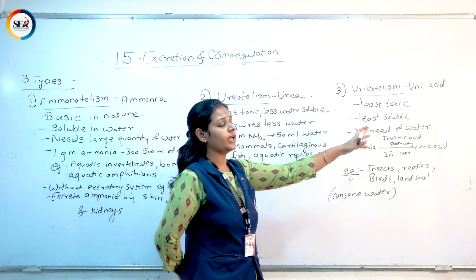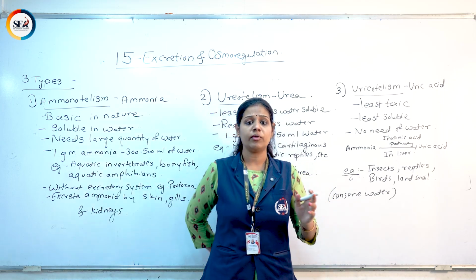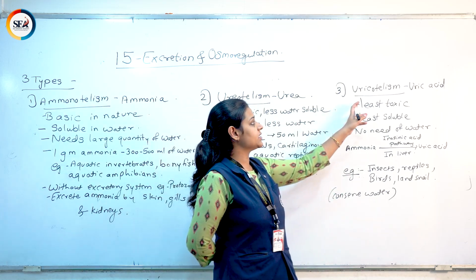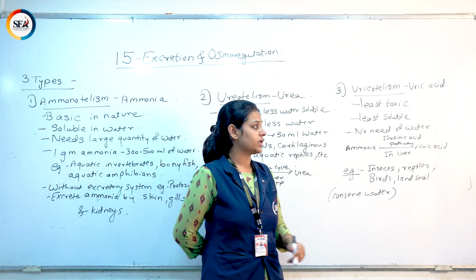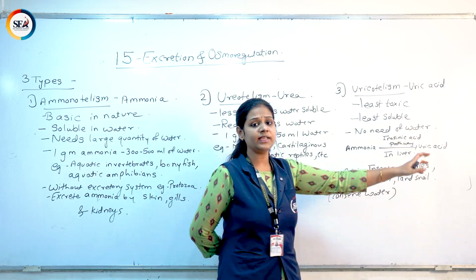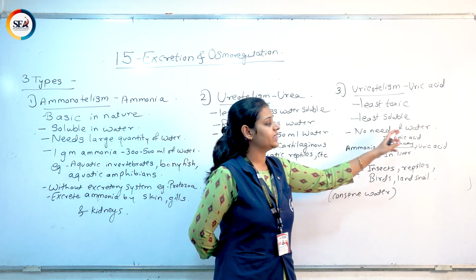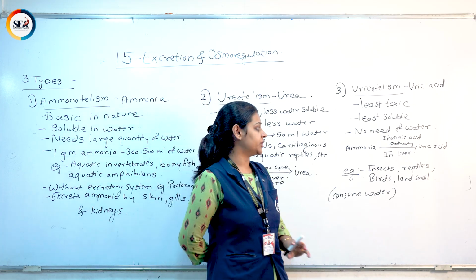Third type is uricotelism. When the nitrogenous waste is excreted in the form of uric acid, then the process is called uricotelism, and the animals are called uricotelic animals. Uric acid is the least toxic form. It is least soluble, so it requires minimum or no need of water for its elimination.